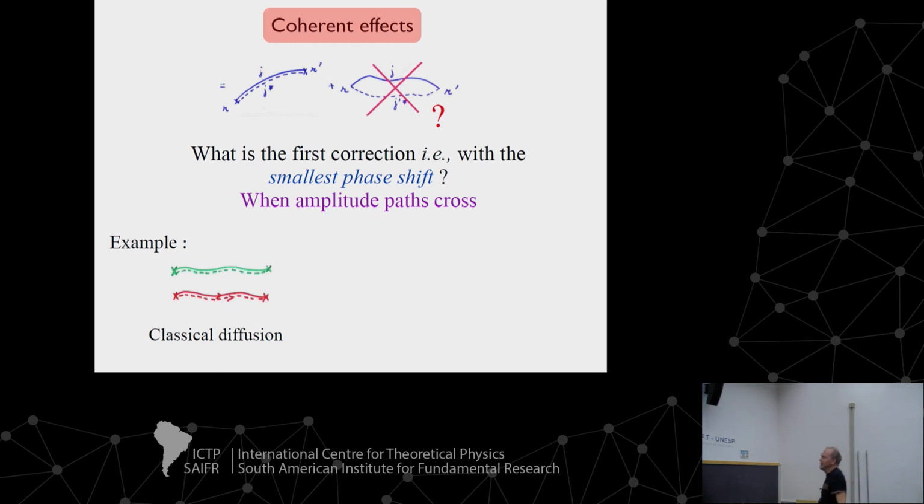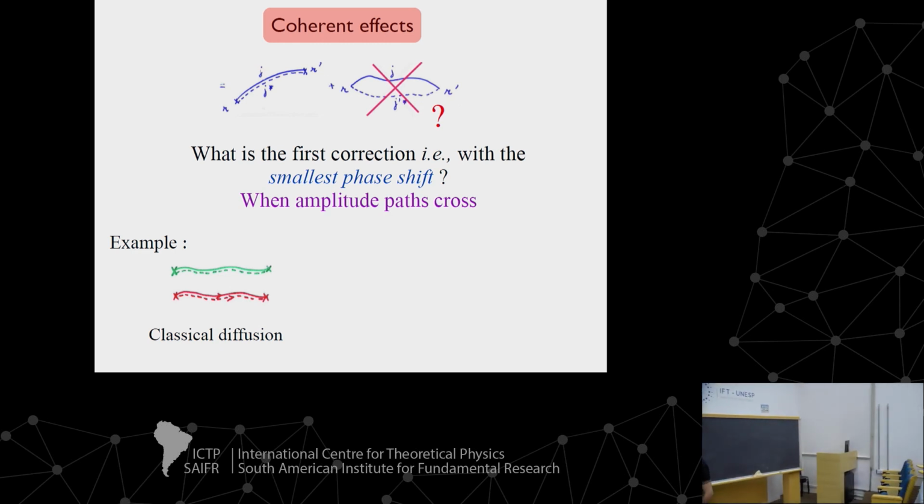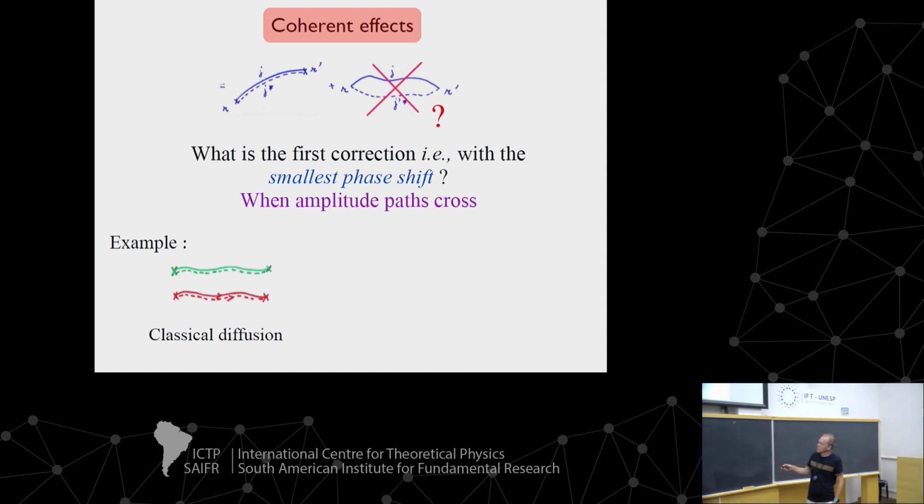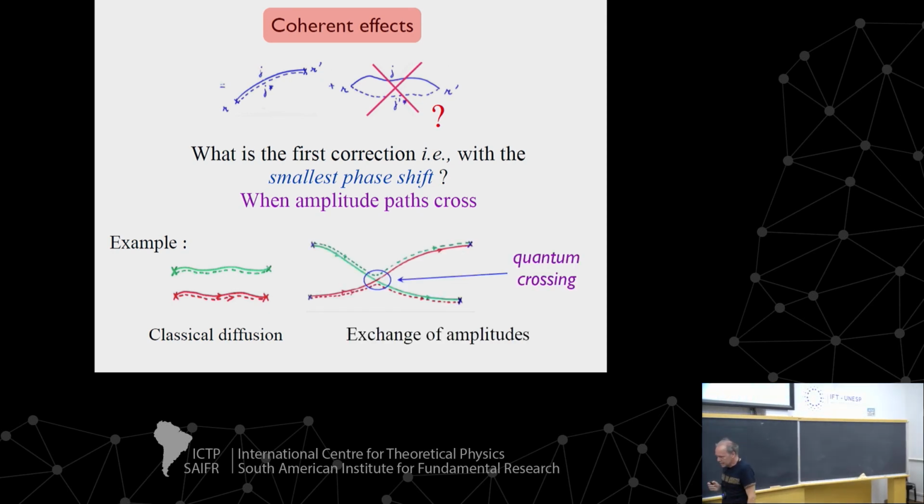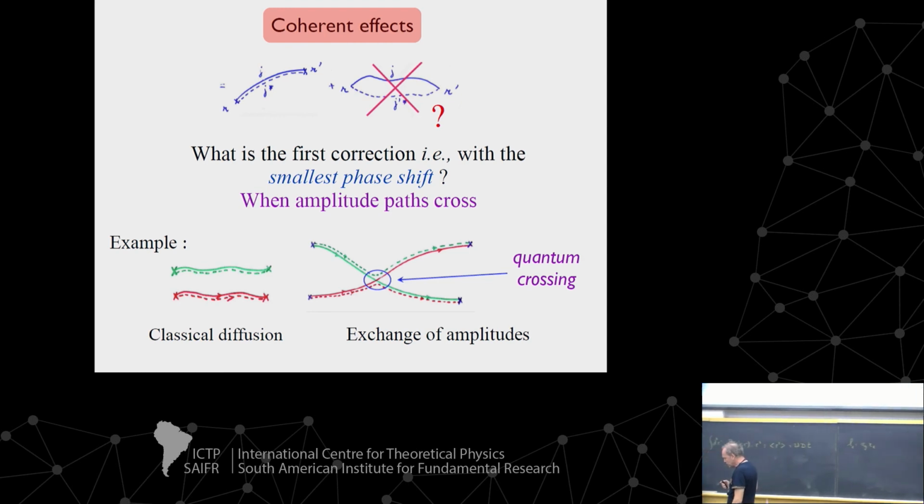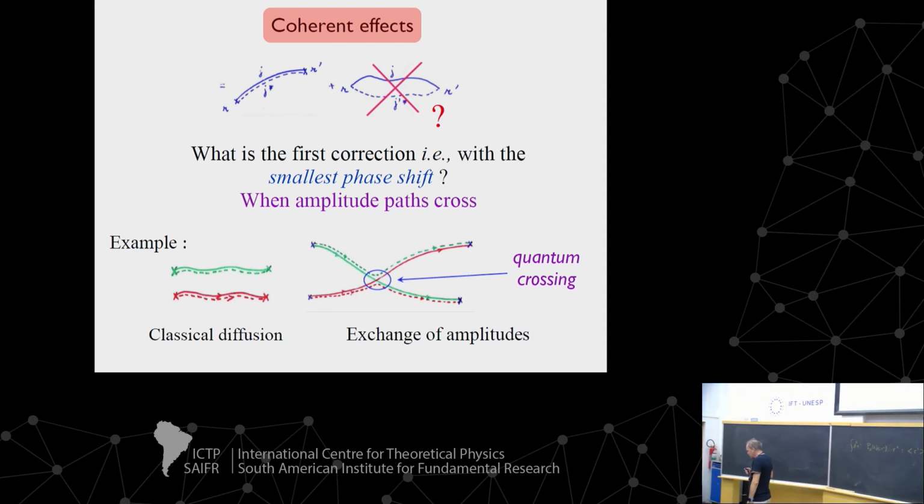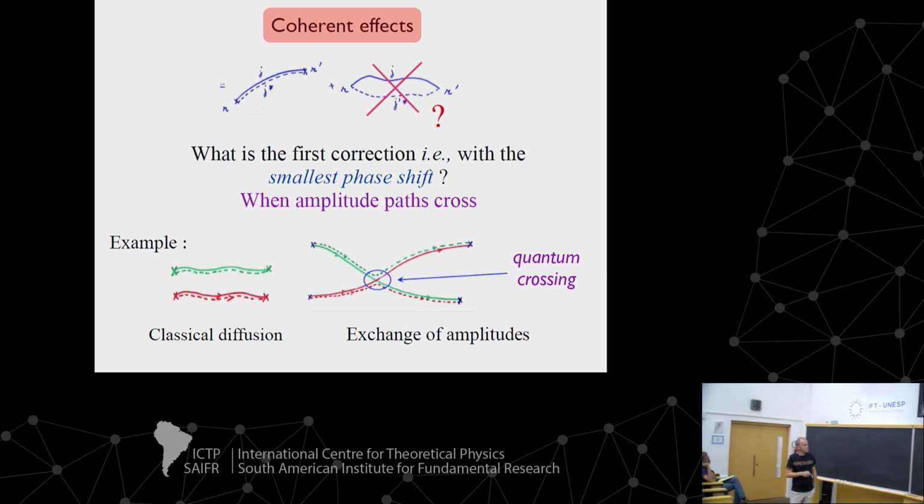I'm here again. So here is an example of classical diffusion. Those are two diffusons, two of those incoherent modes. Okay, so this is classical. And now I claim that the smallest phase shift that you can achieve is obtained when you have such a crossing that you start with two diffusons. So all this is purely incoherent. You end up with two diffusons, which are incoherent.